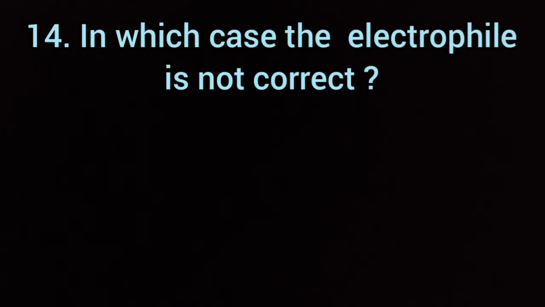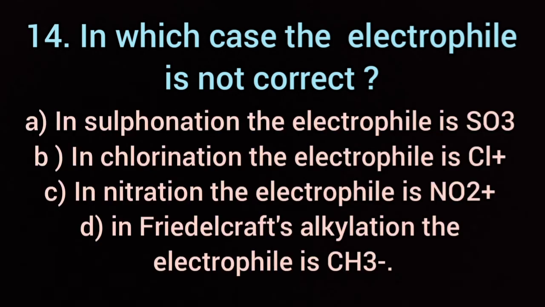In which case is the electrophile not correct? In sulfonation the electrophile is SO3, in chlorination the electrophile is Cl+, in nitration the electrophile is NO2+, in Friedel-Crafts alkylation the electrophile is CH3-. So the fourth option is not correct, because in Friedel-Crafts alkylation the electrophile is CH3+, not CH3-. In sulfonation the electrophile is SO3, correct. Next question.